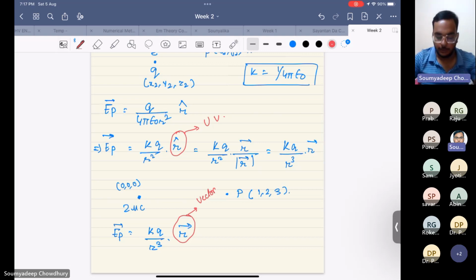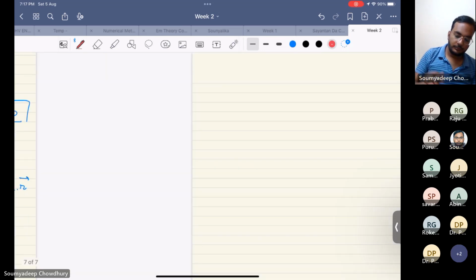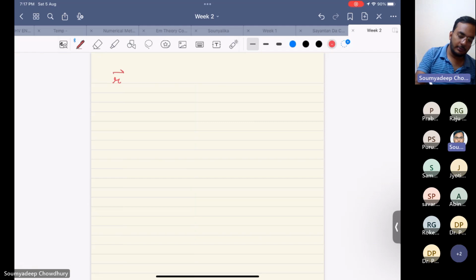Okay. Next, I'll tell you how to find the unit vector between two points. It is basically the difference between the coordinates. So if I change here, what will be R? One point was here, say 1, 2, 3. Another was here, 0, 0, 0. What is the unit vector between these two?